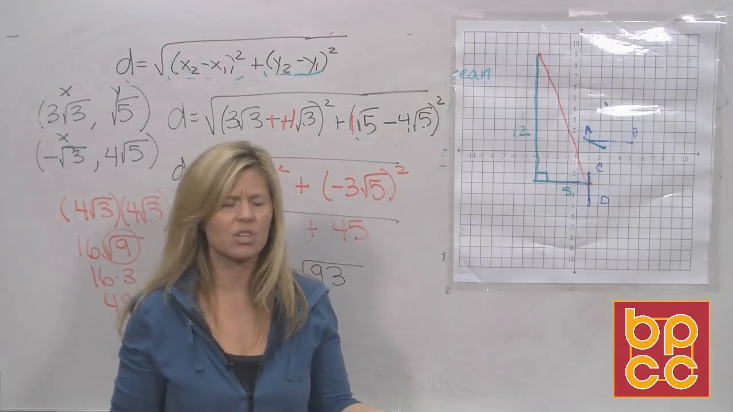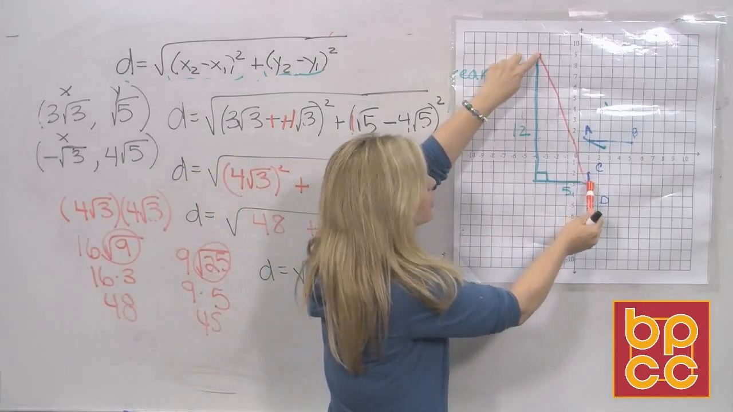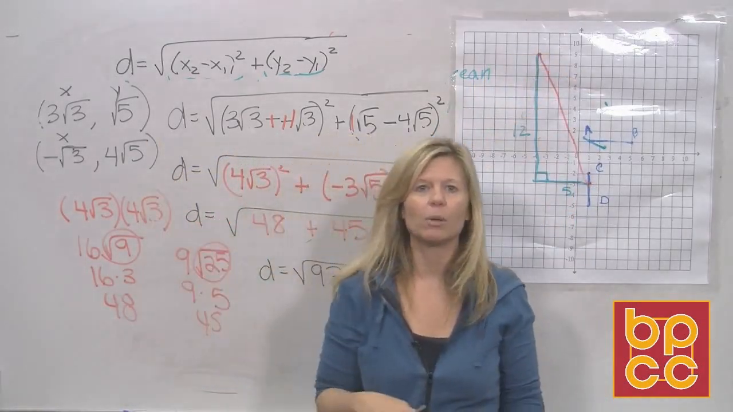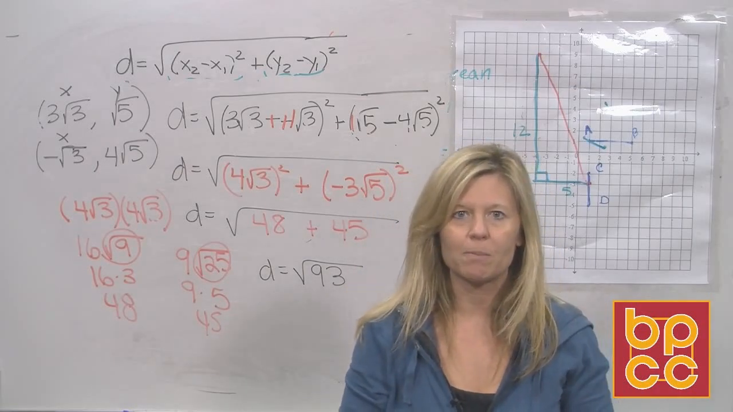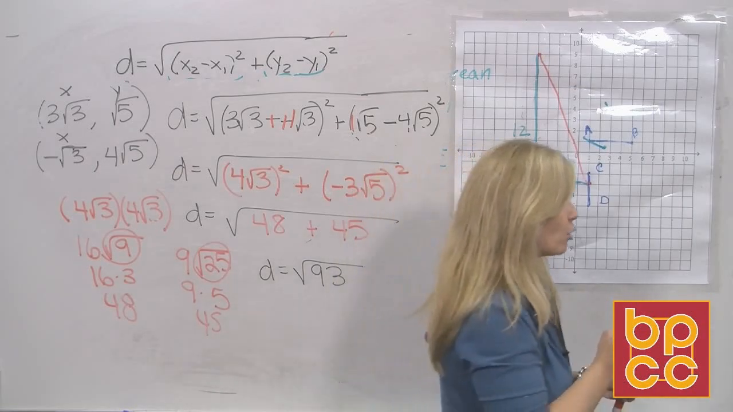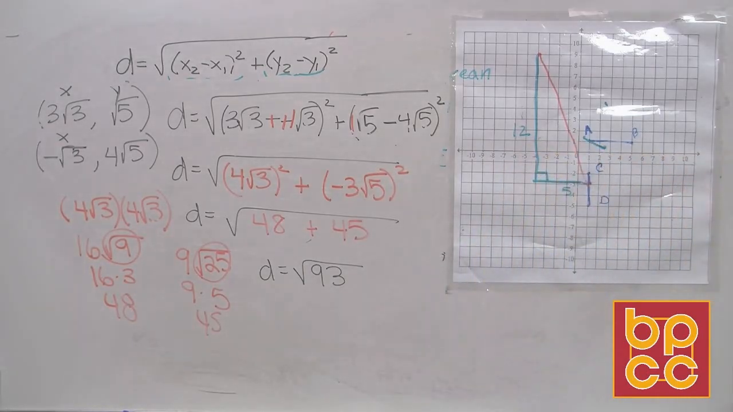Just count the boxes. But if it's diagonal, you have to do the distance formula. And all the distance formula is the Pythagorean theorem. Now, let's go back to the notes. We got one more formula to look at.